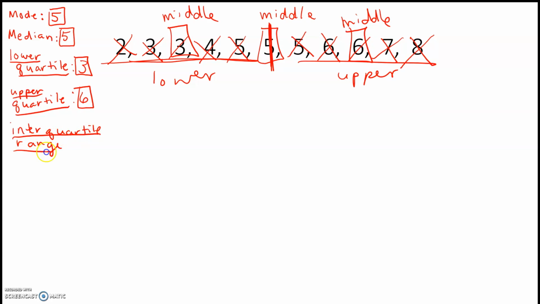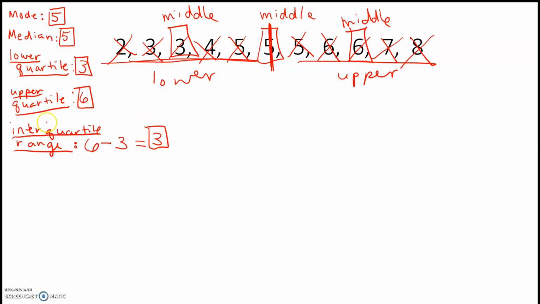And what you're going to want to do is show the work by crossing stuff out and then listing out on the paper what everything is. Your interquartile range is taking your upper quartile, which is 6, minus your lower quartile, which is 3. Well, 6 minus 3 is 3, your interquartile range.